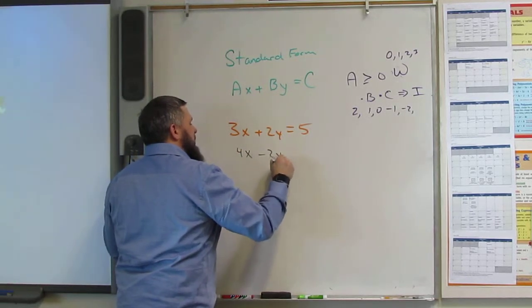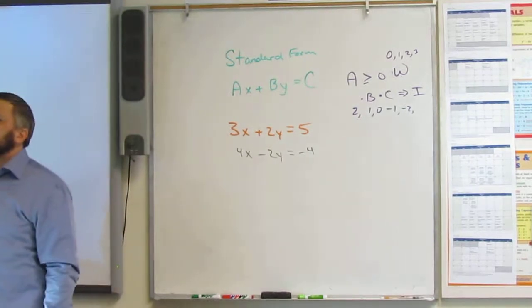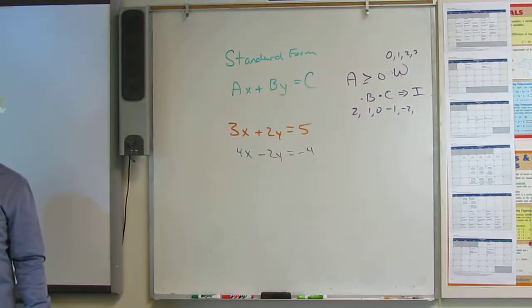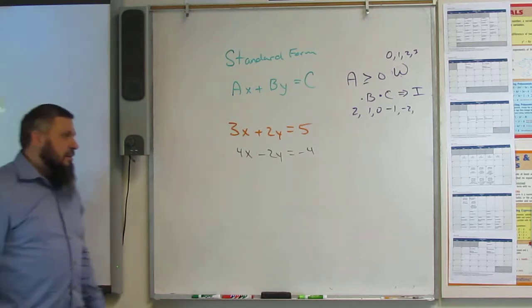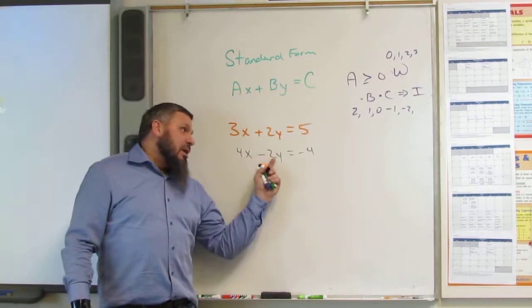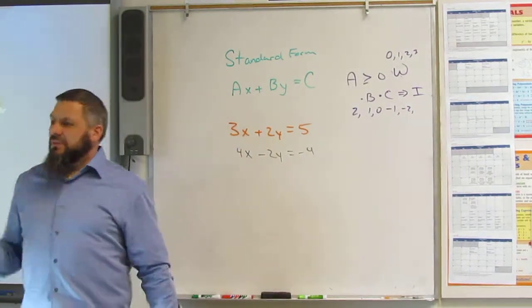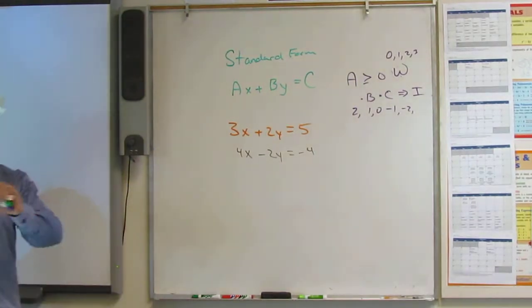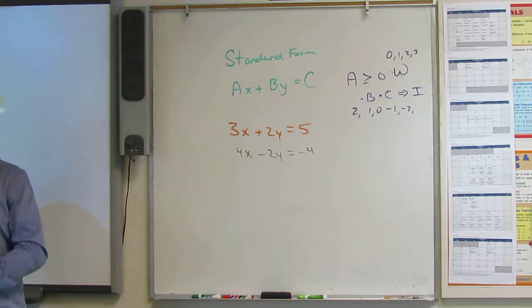4x minus 2y equals negative 4. It is? Yes, why? Because this is a positive number, right? And these are all integers, right? No fractions, no decimals, right? As long as there's no fractions, no decimals, we're good. Okay? Alright, let's try this one.